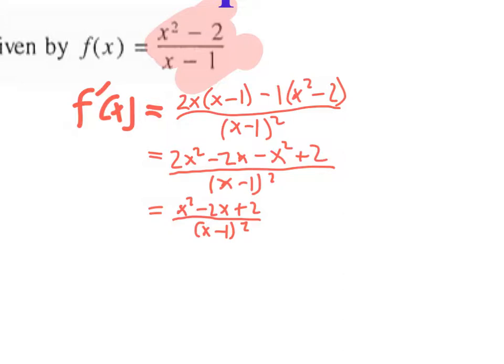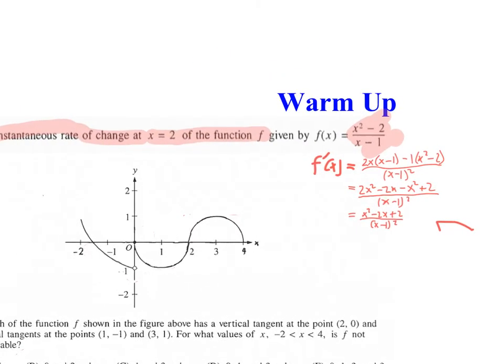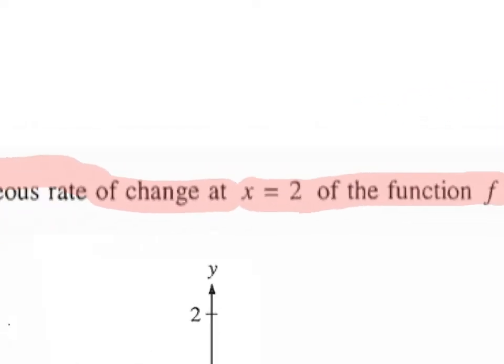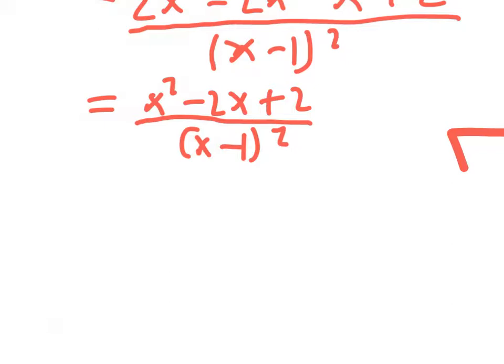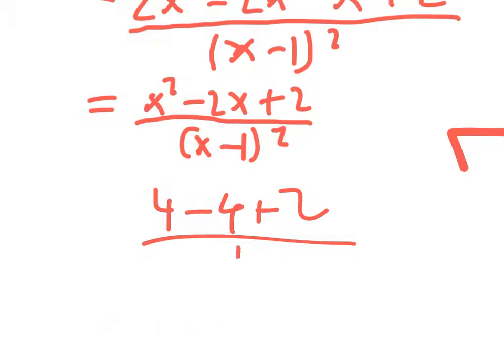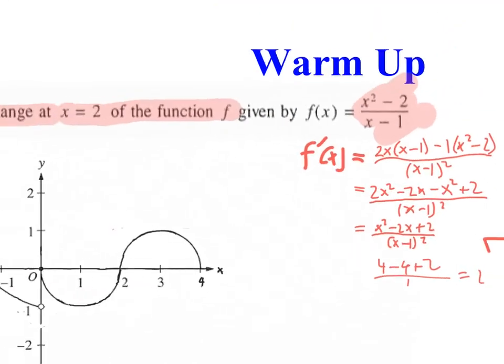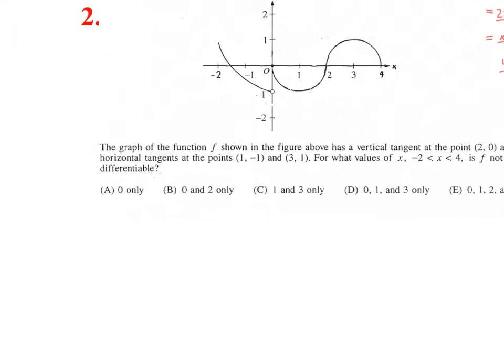So I used the quotient rule, and now I'll be asking for the rate of change at 2. So let's plug in 2 and see what we get. That would be 4 minus 4 plus 2, all over 1, which will be 2. Alrighty, so that will be the instantaneous rate of change when x equals 2. Next question.